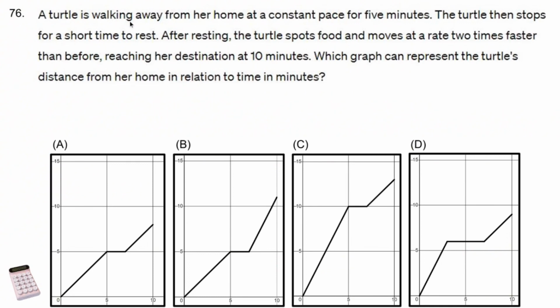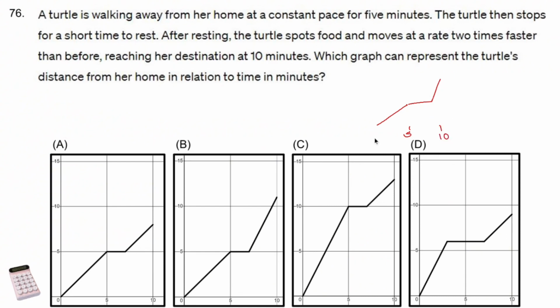But a turtle is walking away from her home at a constant pace for 5 minutes. The turtle then stops for a short time to rest. After resting, the turtle spots food and moves at a rate 2 times faster than before, reaching her destination at 10 minutes. So without looking at this, you have a turtle walking slowly. At 5 minutes, it stops, and then it doesn't give us a specific time, but it says it goes 2 times faster. So you're going to try to make a line that's 2 times steeper, and then all of a sudden you hit 10.